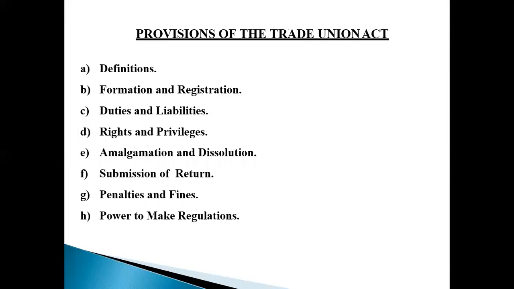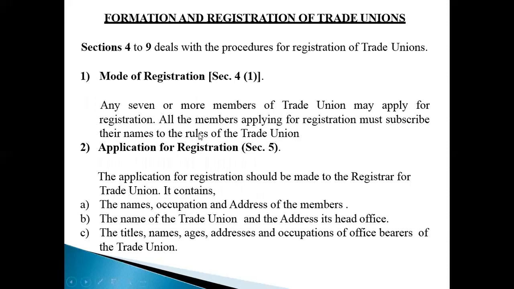Now, there are certain more things we are going to discuss. Provisions of the Trade Union Act: definition. First, we are going to discuss the formation and registration. Definition we have already discussed. Now, formation and registration of the trade union. So these are certain kinds of activities and procedures that the organization has to take care of if they are going to register a trade union, right?